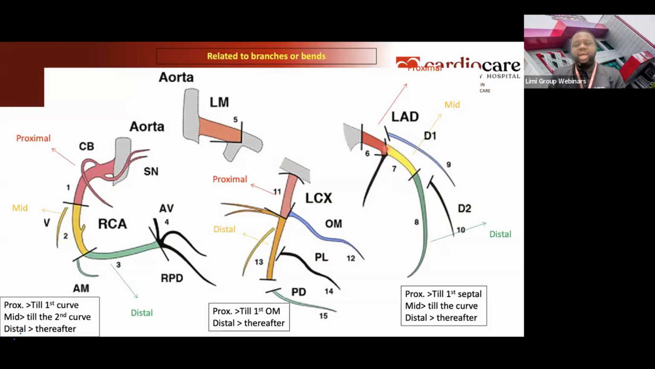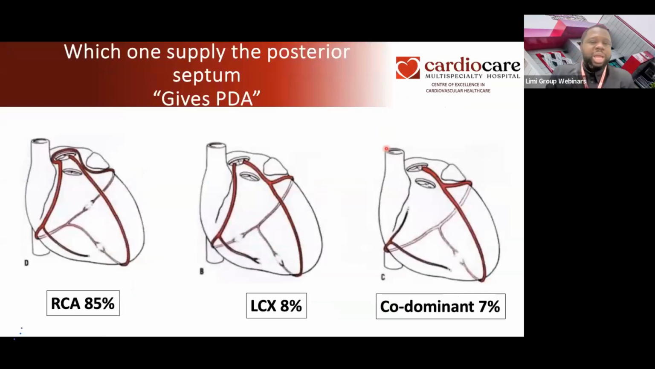Typically we use the first diagonal or the first septal. Anything before the first diagonal or first septal, we call proximal. Between that and the curve, mid, and then from the curve downwards, we call distal. This is very important when you are naming it for international correlation, and same for the right coronary. Then we determine dominance by which one gives the posterior descending artery. That is the artery that is supplying the posterior interventricular septum. 85% of the time it is coming from the right coronary. However, sometimes it is given from the circumflex in 8%, and sometimes it's co-dominant.